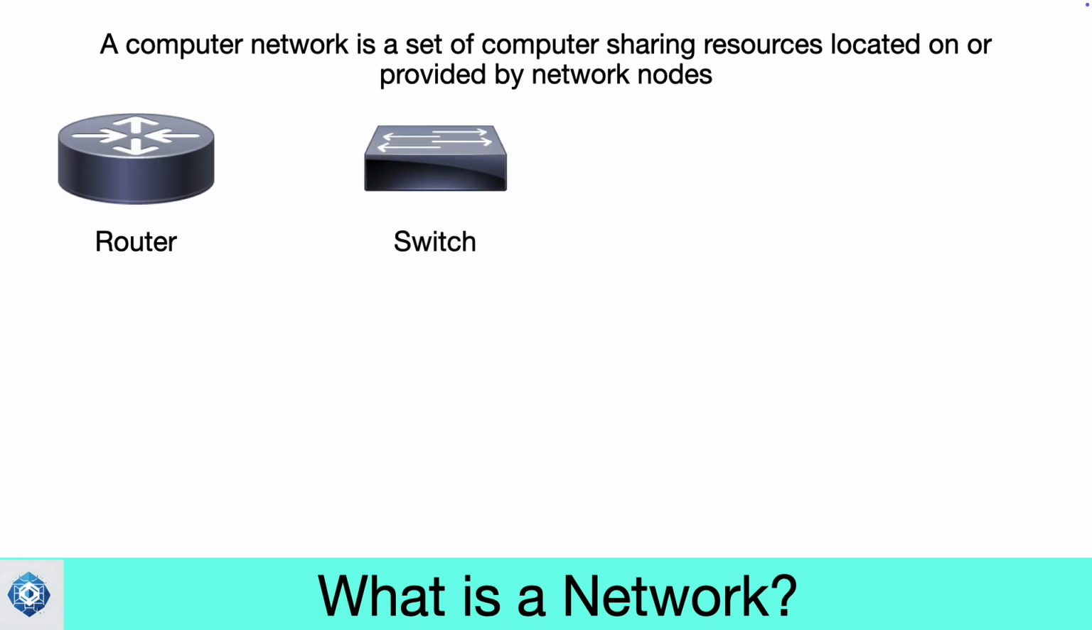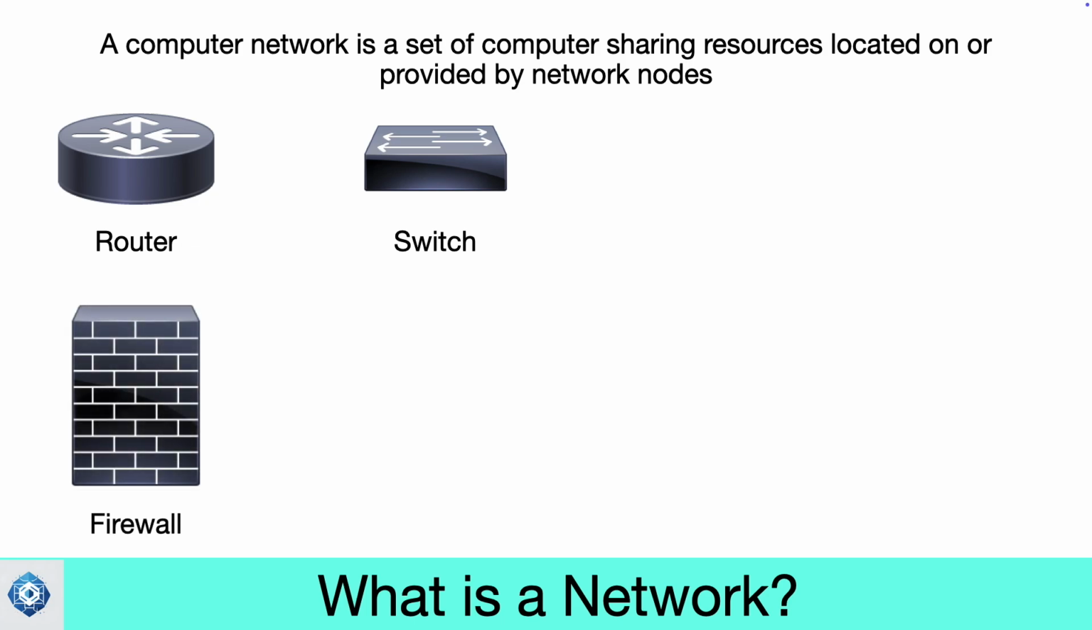Another node could be a switch. Switches are typically used inside local networks to connect several nodes or computers, servers, anything like that, to the local network. Another type of node could be the firewall, which is generally the first line of defense to the network from a security standpoint.